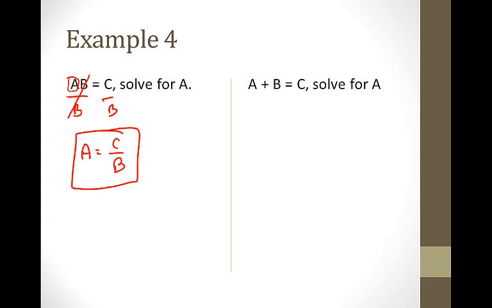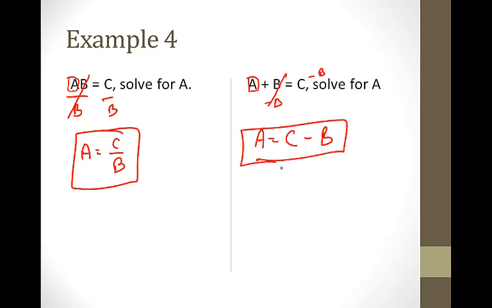Okay, A plus B equals C, solve for A. So now I just usually put a box around the one I'm solving for, particularly in the beginning. You don't have to do that. How is this B connected to the A? Through addition. We undo addition through subtraction. So I'm going to subtract B from both sides. So A equals C minus B.